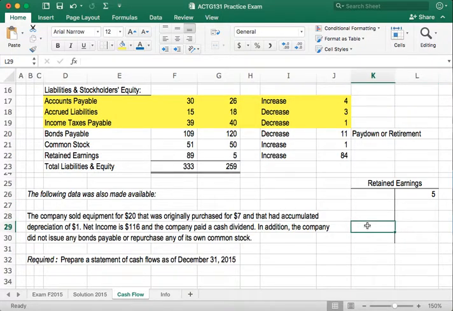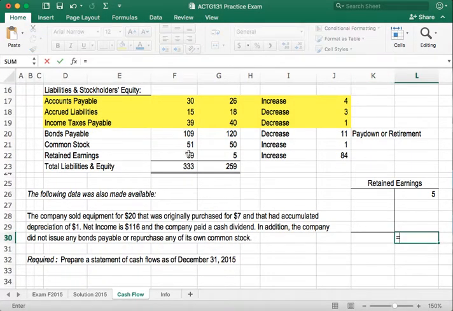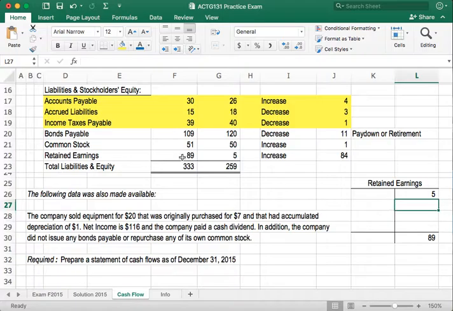The ending balance, let me put a line here to make it look more like a T account. The ending balance is 89. Now I mentioned that net income would increase. I'm going to put net income in here of 116.